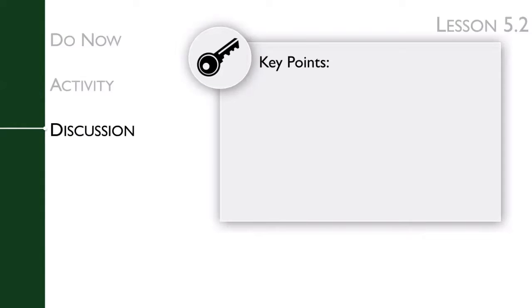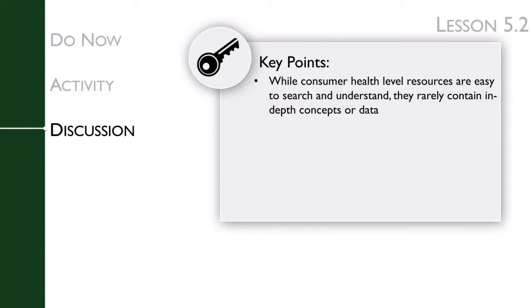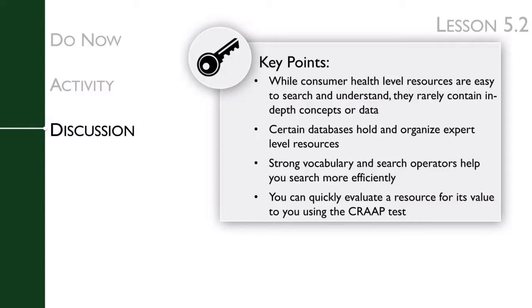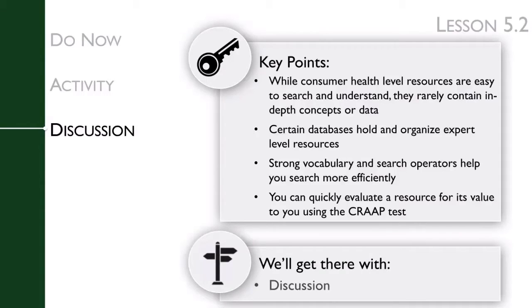The key points of this lesson's discussion are that while consumer health level resources are easy to search and understand, they rarely contain in-depth concepts or data. This requires going to the expert level resource. Certain databases hold and organize expert level resources. Strong vocabulary and search operators help you search more efficiently. And that you can quickly evaluate a resource for its value to you using the CRAP test. We'll get there by discussing tools to find resources with the students.